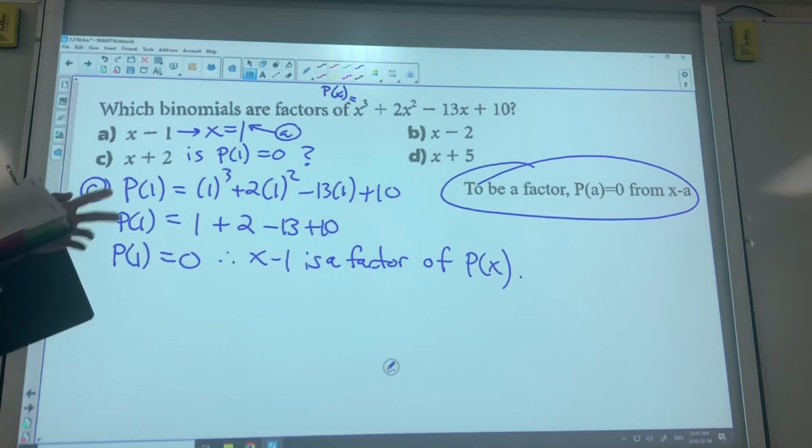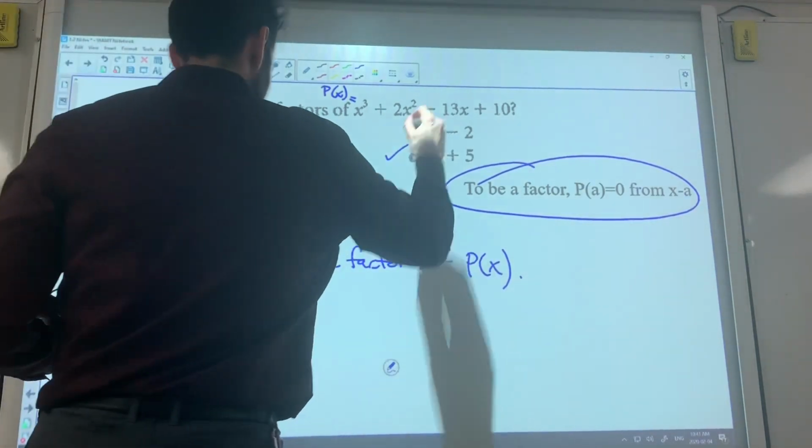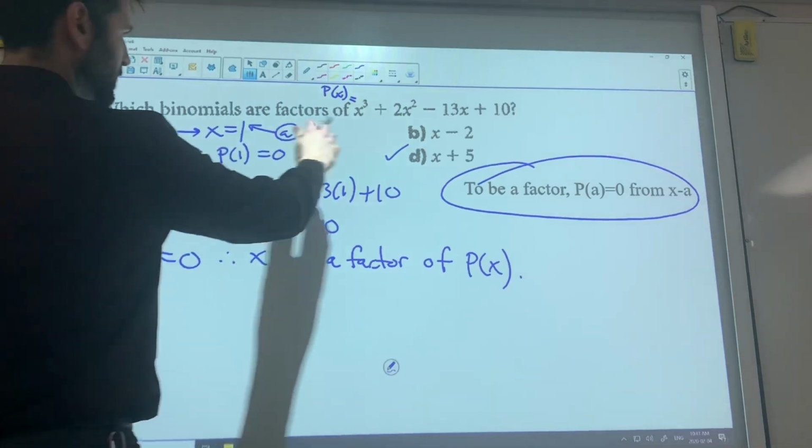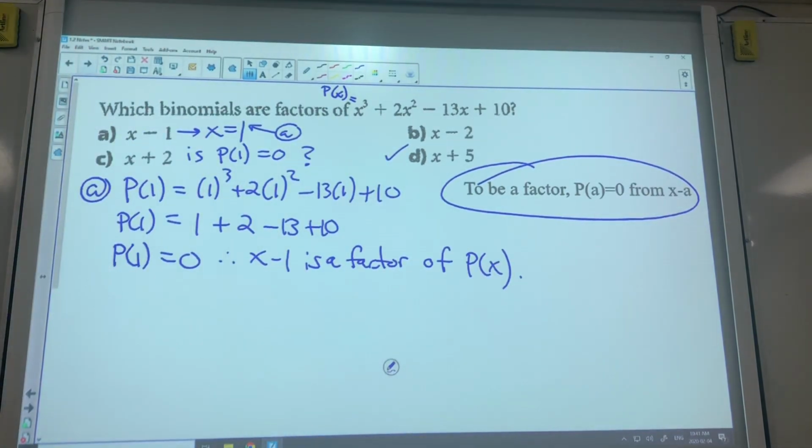Now, I think many of these end up working. I know D is, because I did a couple of them ahead of time, and I'm not sure about the other ones. One of these doesn't end up working out. Now we have limited time today, so I'm going to leave it at that, and we're going to try an actual question.